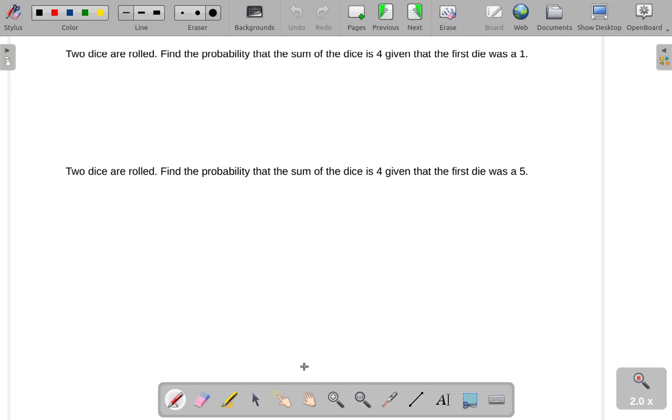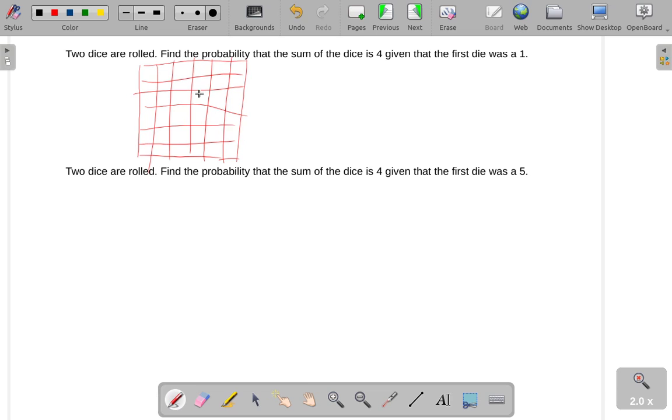Two dice are rolled. Find the probability that the sum of the dice is 4, given that the first die was a 1. So we're rolling two dice. Hopefully you should have it kind of ingrained in you by now that you should be looking at the dice chart. I'll draw one up here because it's easier than flipping back and forth for me.